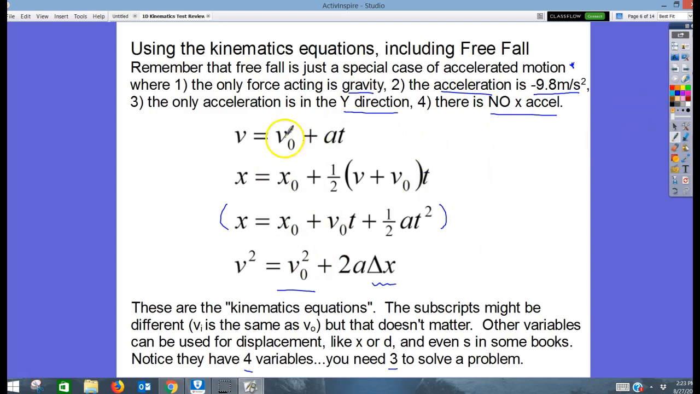So all of these same kinematics equations work in free fall problems, except everywhere there's an acceleration, you know the value is -9.8 meters per second squared. And that value, the acceleration due to gravity, the symbol for it is lowercase g. So all of these accelerations would become g's.